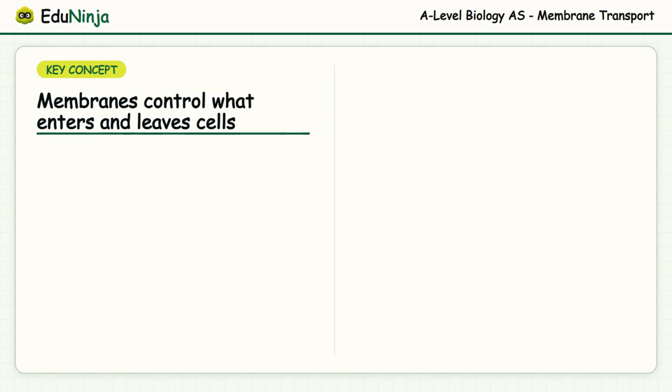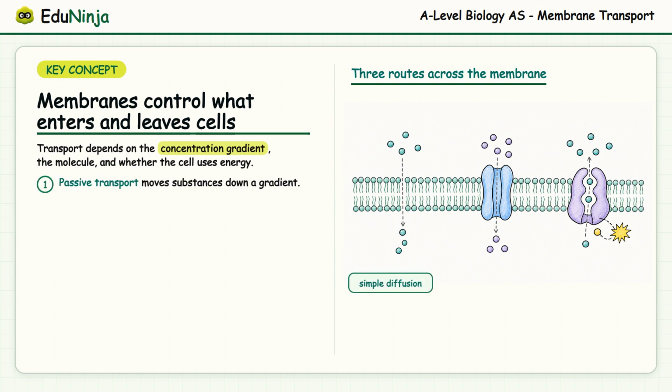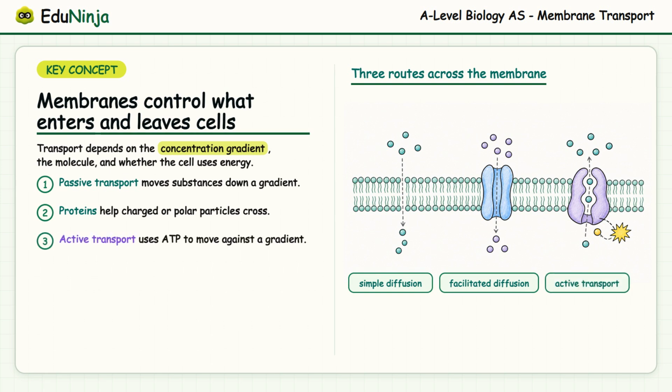For Edexcel A-Level Biology AS, membrane transport is about one simple question: what can enter or leave the cell, and how? The answer depends on the concentration gradient, the type of molecule, and whether the cell needs to use energy. Passive transport moves substances down a gradient. Protein channels help charged or polar particles cross. Active transport uses ATP to move substances against the gradient. So remember the exam shortcut. Down the gradient is passive, against the gradient is active.